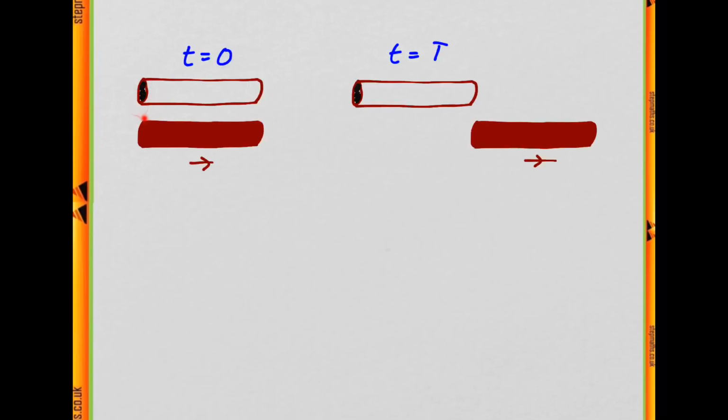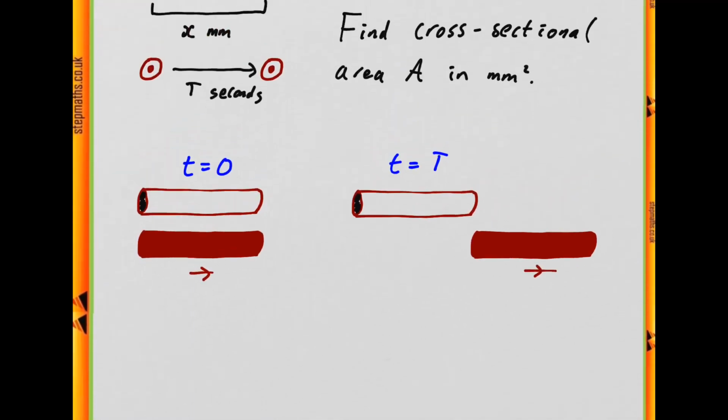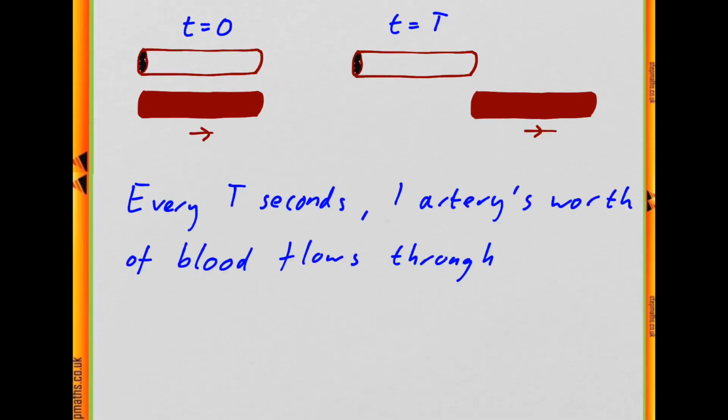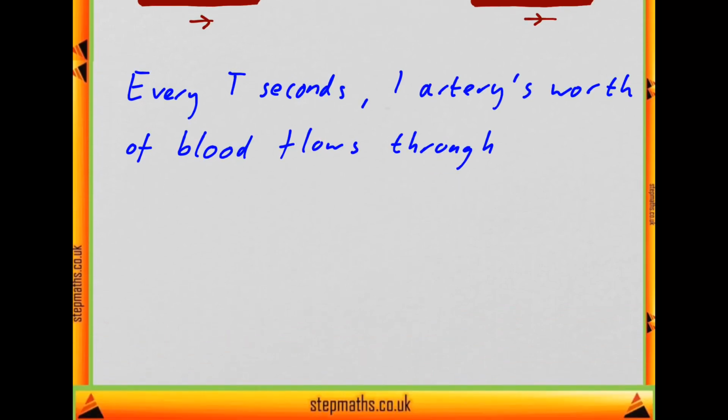Imagine we start with our entire length of artery filled with blood at t equals 0, so at the start. What's happened after t seconds? Well, all the cells that were at one end, all the blood at one end, has got to the other end. So that means this whole artery's worth of blood has now flowed through. So big T seconds is the time taken for one artery's worth of blood to flow all the way through. So we can say that every big T seconds we have one artery's worth of blood flowing through, and that tells us about the flow rate.